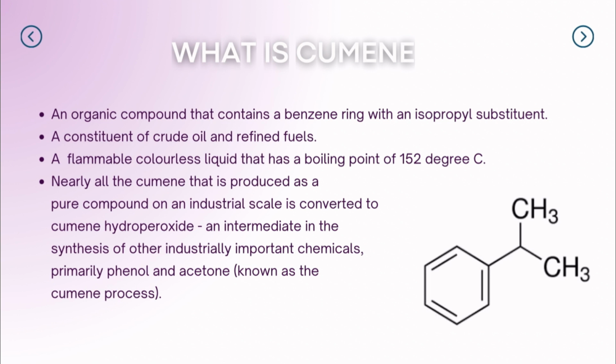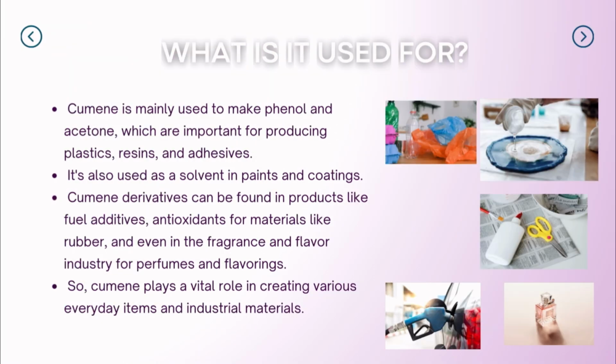So basically, cumene is an organic compound, and that is why the formula you can see on the screen here is a bit complex, because it is a chemical compound that consists of benzene and propylene. It is an important chemical compound because it is used to make other things, for instance phenol and acetone.